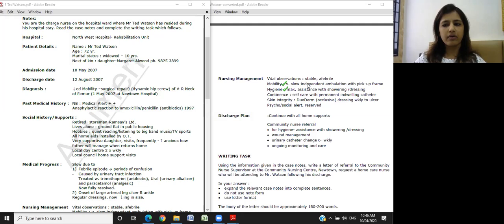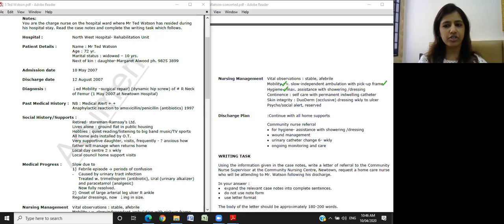And he walks with a pickup frame. Imagine if someone walks with a pickup frame, that means they can't stand on their own. So when you take them to the washroom, or when they are actually having the shower, probably they may need to sit and take a shower, or probably the nurse may need to hold them when they are having a shower. So this needs to be informed.